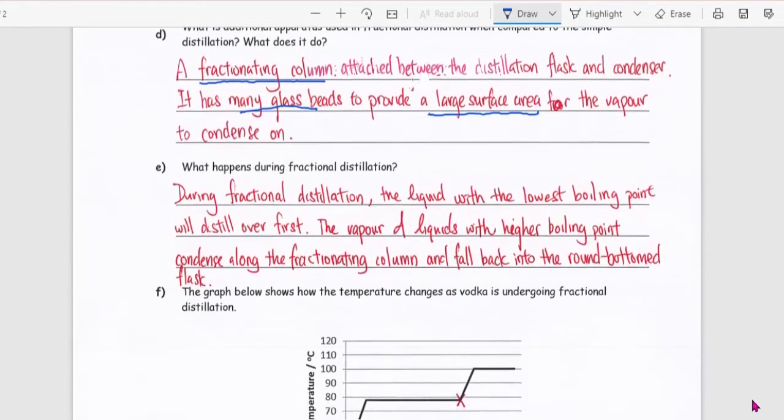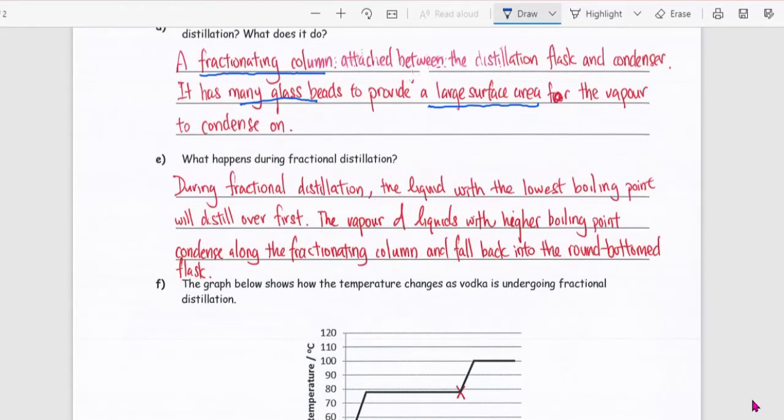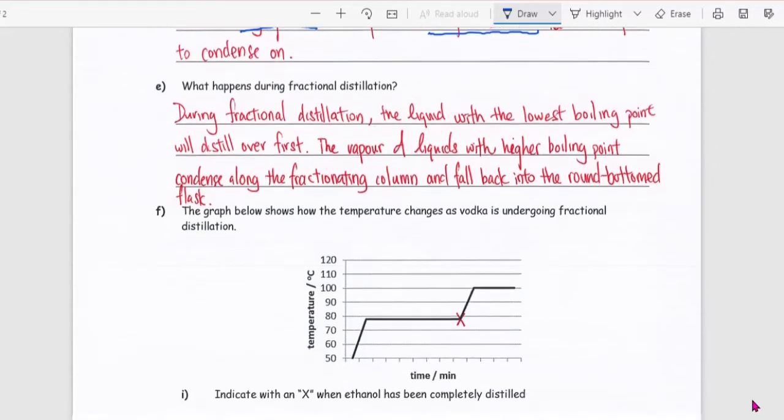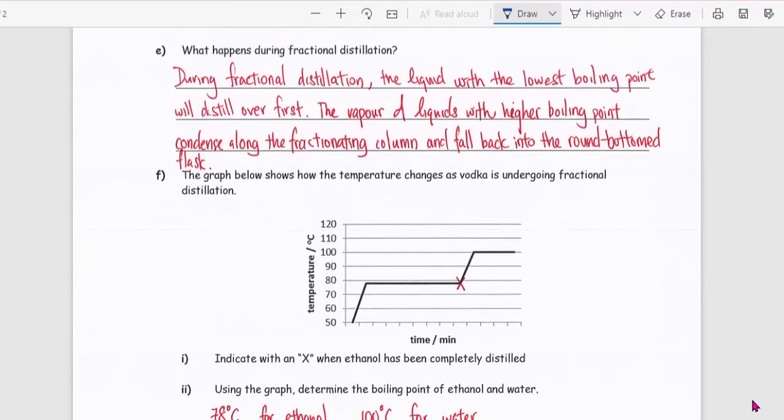During fractional distillation, the liquid with the lowest boiling point will distill first. Then the higher boiling point ones will condense later. Now, look at this: this is how the temperature changes as the vodka undergoes fractional distillation. The temperature increases, then remains constant. You can see here, at this point we know that one of the substances is boiling. At this point, another substance is boiling.